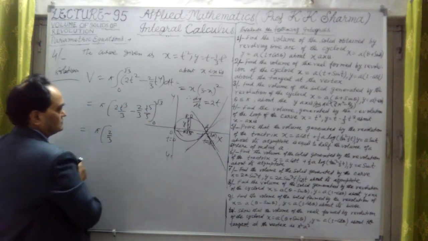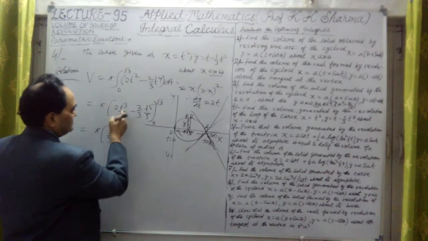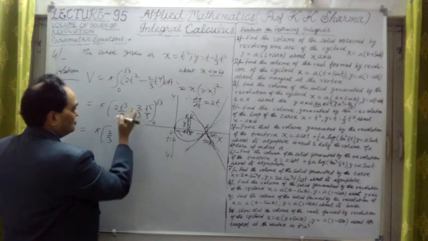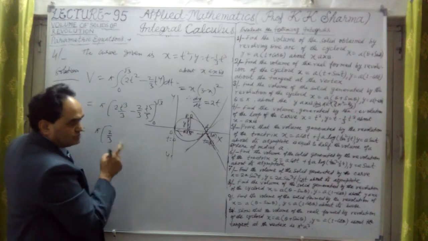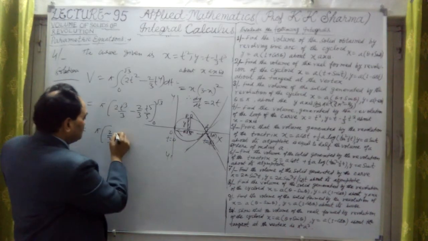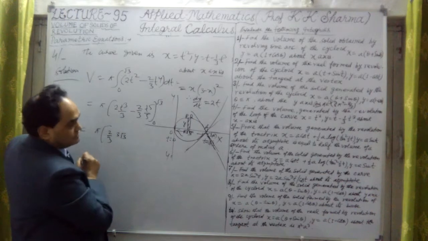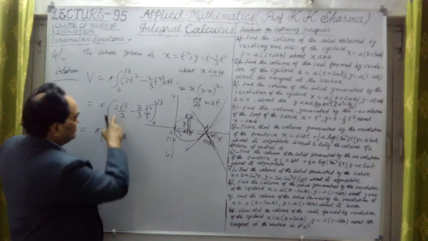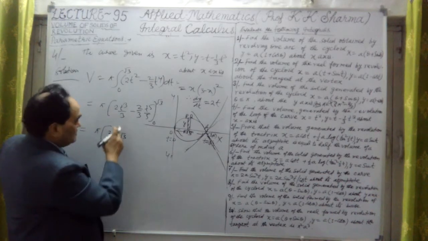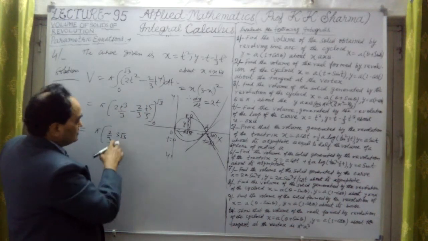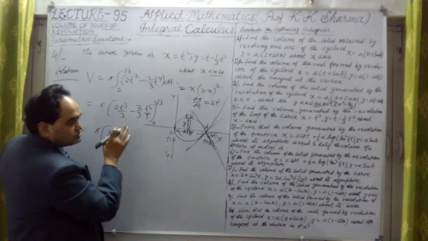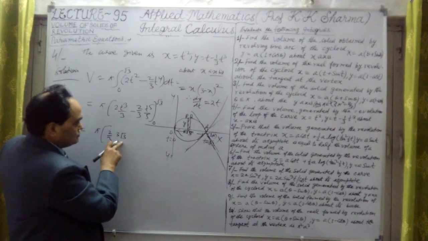5 times 3 is 15, 2 upon 15, but this is t cube, root 3 whole cube. That means root 3 into root 3 into root 3, that means 3 root 3. This is 3 root 3 t cube upon 3, with 2 upon 3 taken outside. And t cube means root 3 whole cube: root 3 into root 3 is 3, and the third root 3 is root 3.